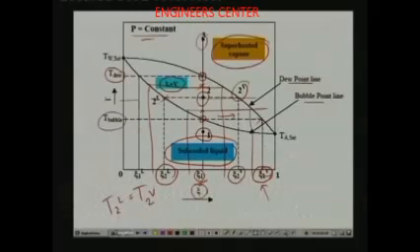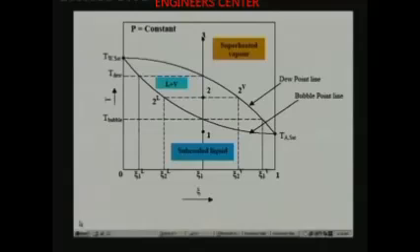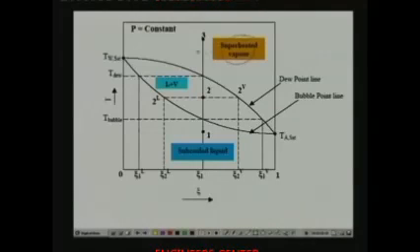Of course, this experiment can also be carried out in a reverse manner. That means initially you can take a superheated vapor and start cooling the vapor. So you can proceed either in this manner or in this manner. Ultimately you will get the same curve.